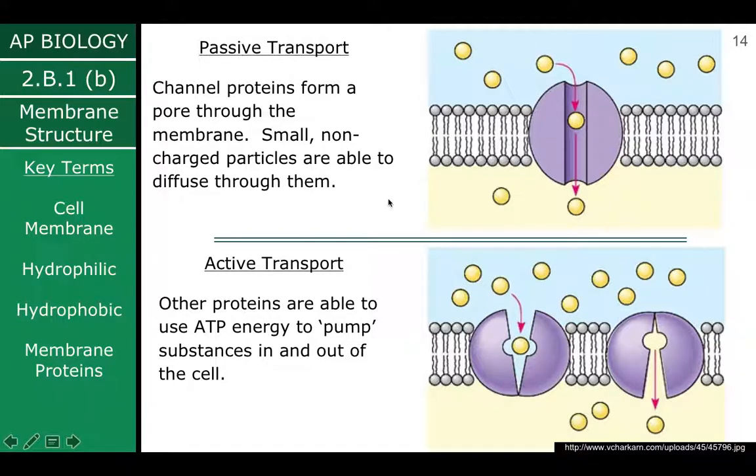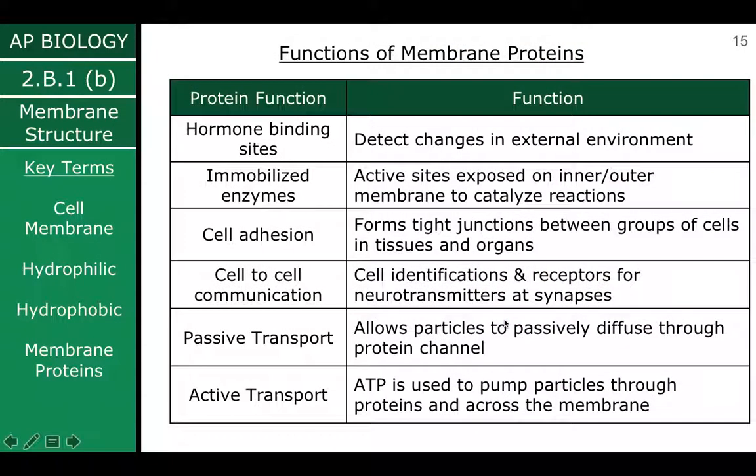Whereas active transport is exactly what it sounds like. It requires some sort of energy in order for our molecules to come through the membrane. So you can see that there's a binding site here. Energy is input, and the protein will open to push those molecules through. So it's not as easy as passive transport. Active transport is very specific and requires energy. You can think of it as like a pump.